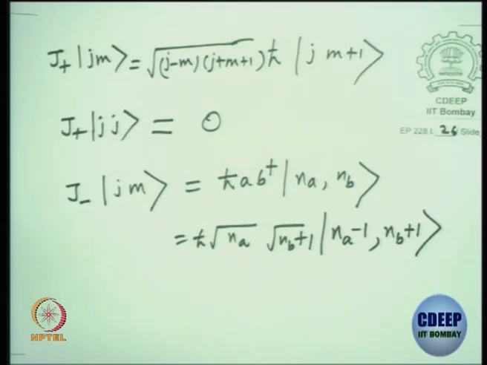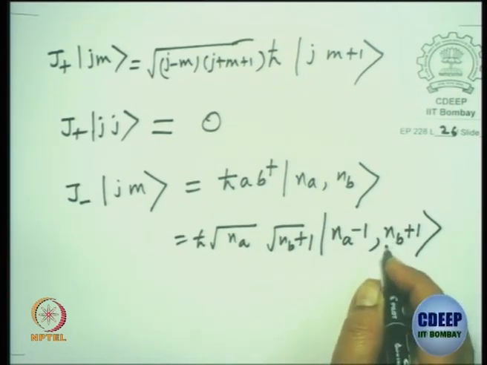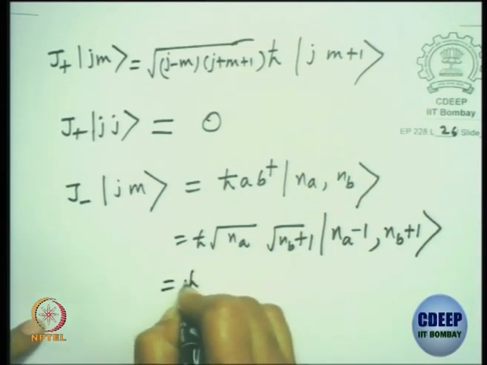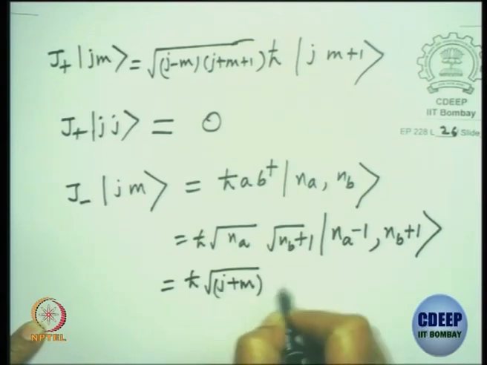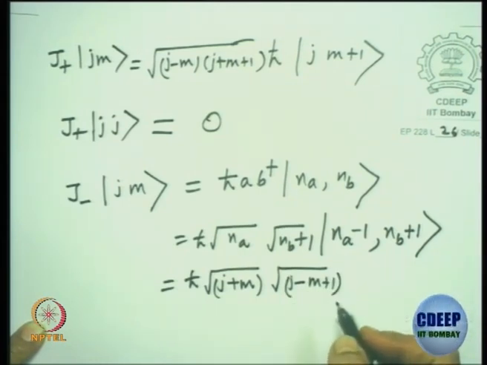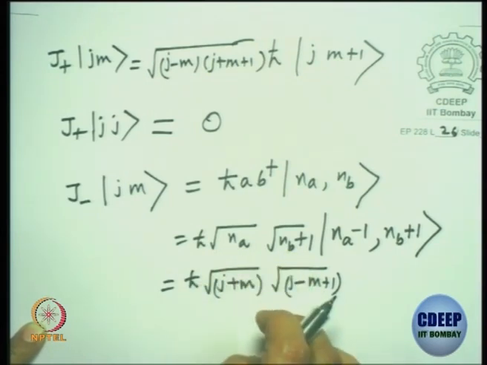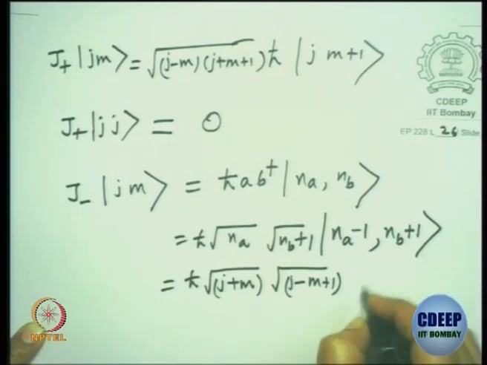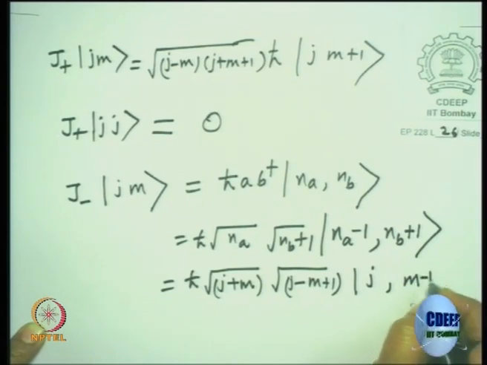What happens to the J eigenvalue? What happens to the magnetic quantum number? Rewrite. J is the same, but M shifted by minus 1. So, let us rewrite Na as J plus M, and Nb plus 1 as J minus M plus 1. Right? I am substituting Na as J plus M and Nb as J minus M. This is what I am doing. And this I can write as M minus 1.